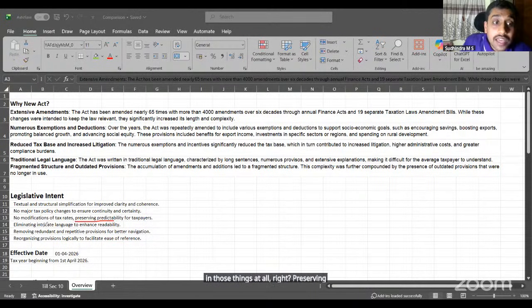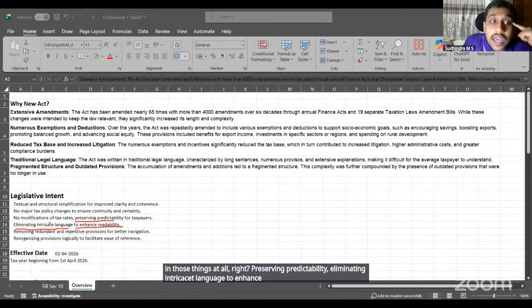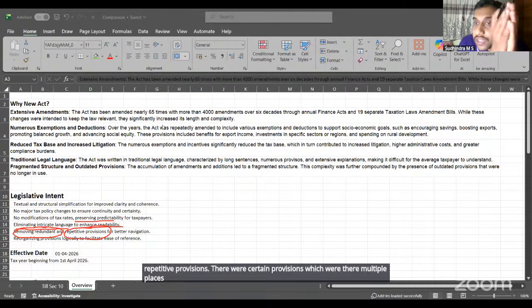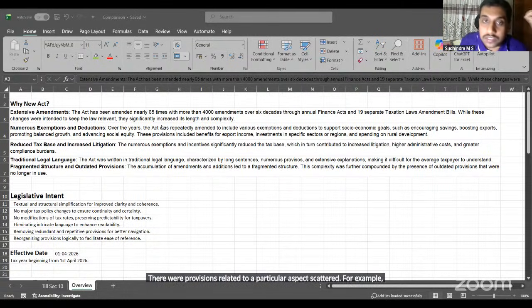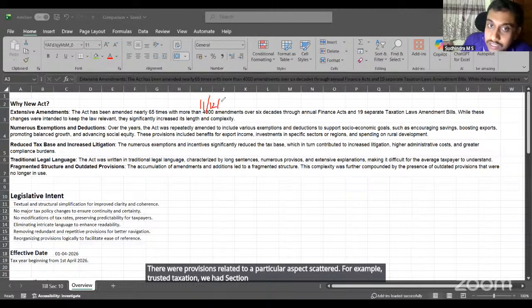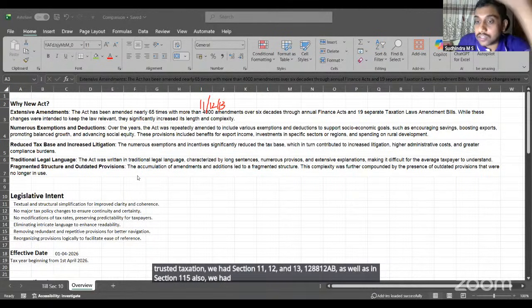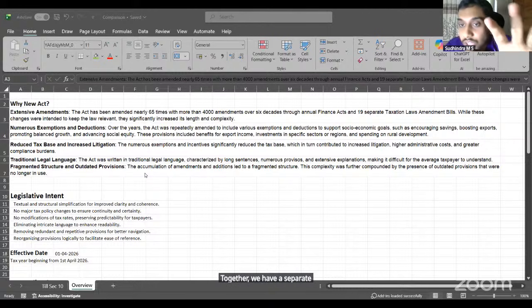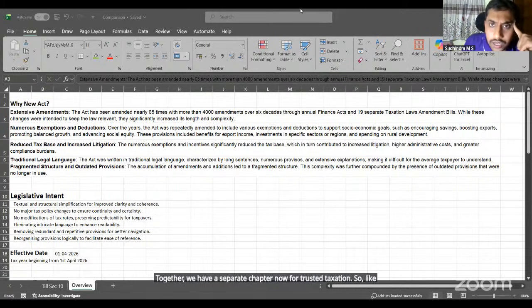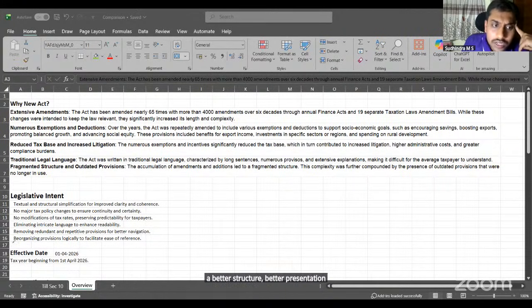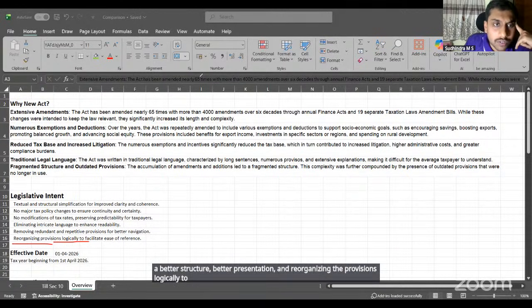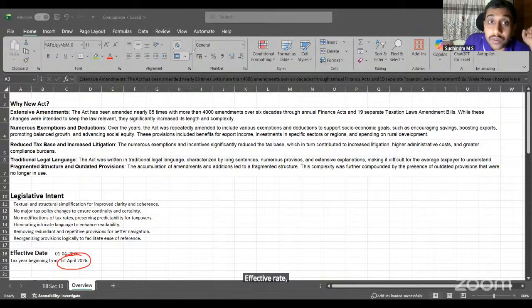Preserving predictability, eliminating intricate language to enhance readability, and removing redundant and repetitive provisions. There were certain provisions which were in multiple places; they bring them together in one place. For example, in trust taxation, we had sections 11, 12, 13, 12AA, 12AB, as well as in section 115 we had the exit route. All those together now form a separate chapter for trust taxation. Likewise, they have brought everything together: a better structure, better presentation, and reorganizing the provisions logically to facilitate ease of reference. As sir was talking about, the effective date is 1st of April 2026.